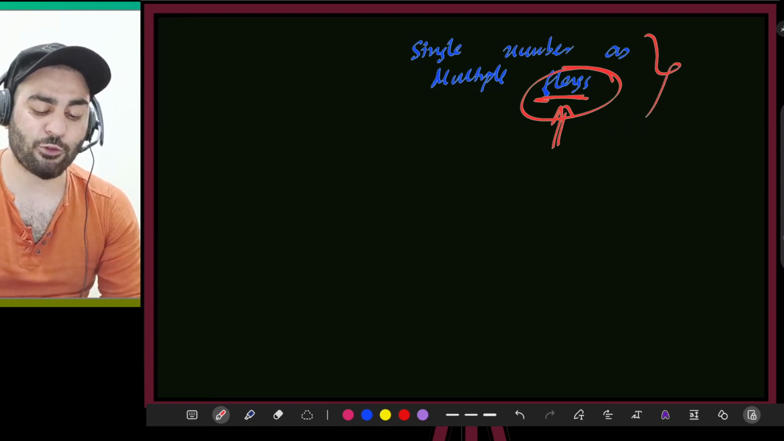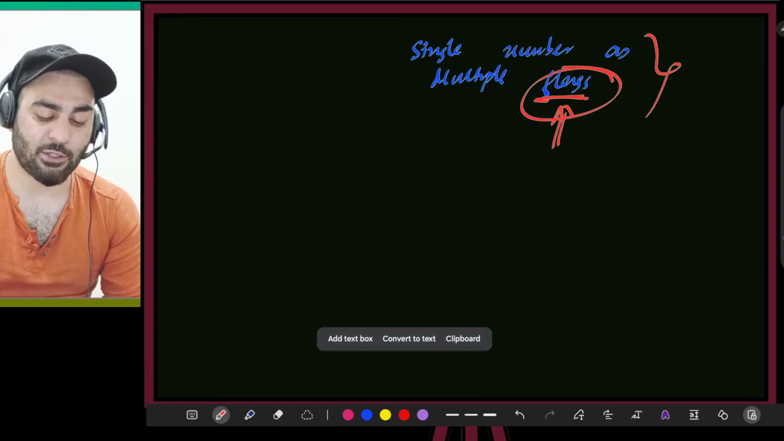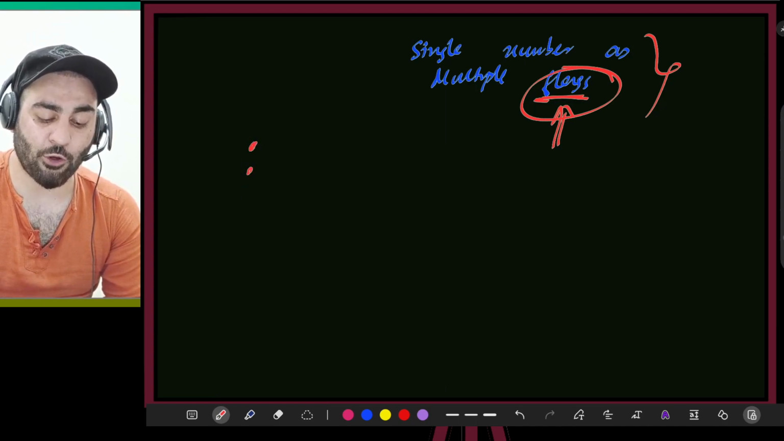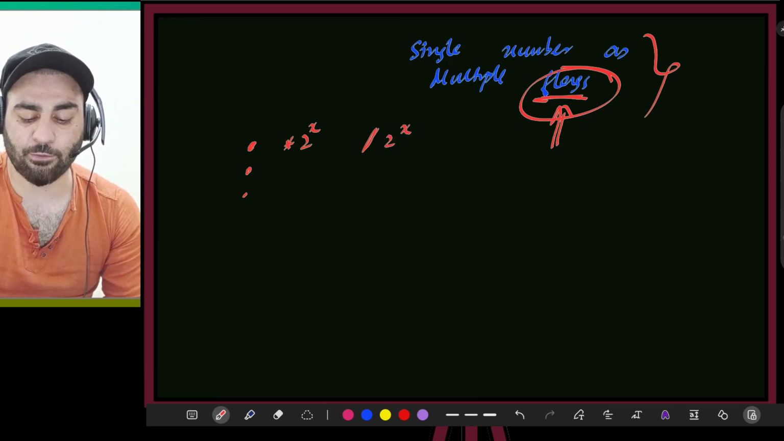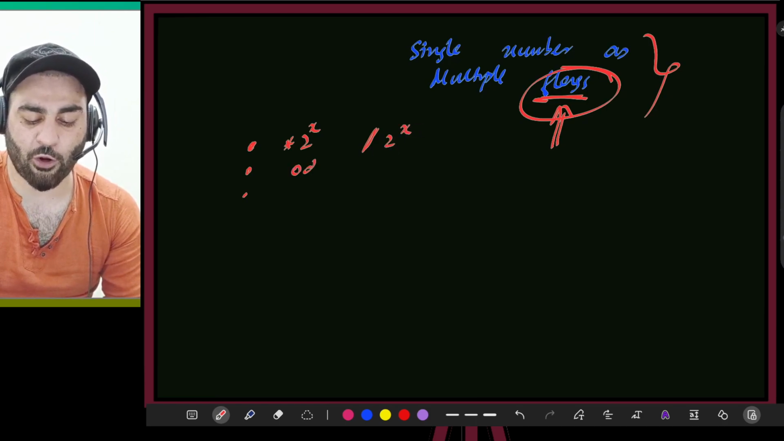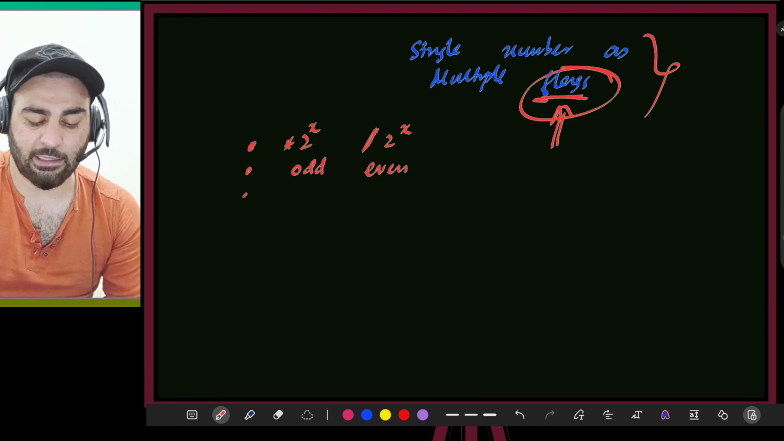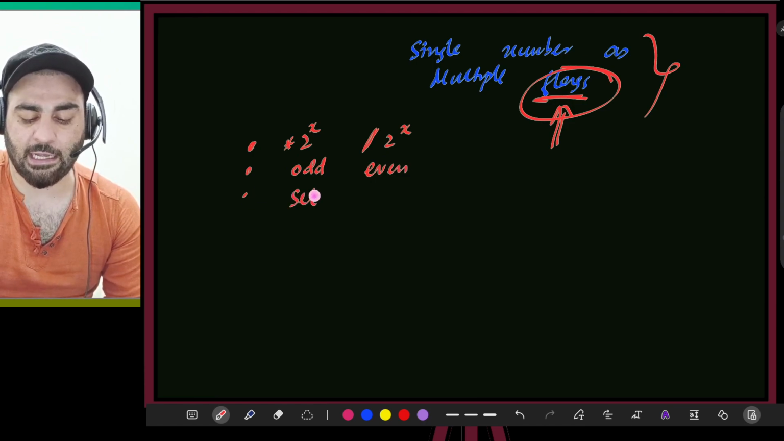And now you saw the power of bitwise operators. We saw four things: how to multiply with powers of 2, and how to divide with powers of 2. I also showed how to check for odd and how to check for even. And then we saw how to set and unset some bits.